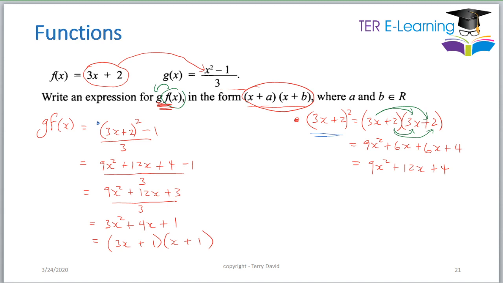So I know this one was a bit tricky, right? Because there are several things you need to do here. You need to expand the 3x plus 2, and also at the end here you need to be able to factorize this thing here, right? You need to be able to factorize this.